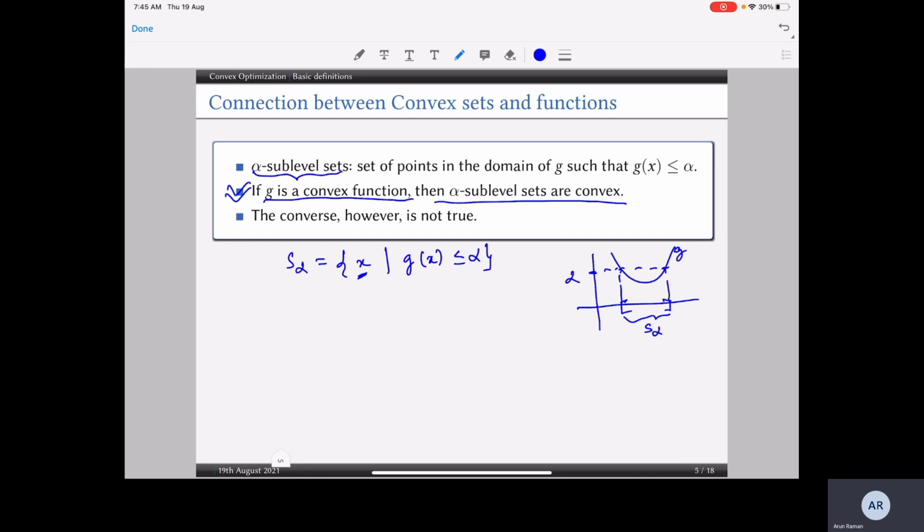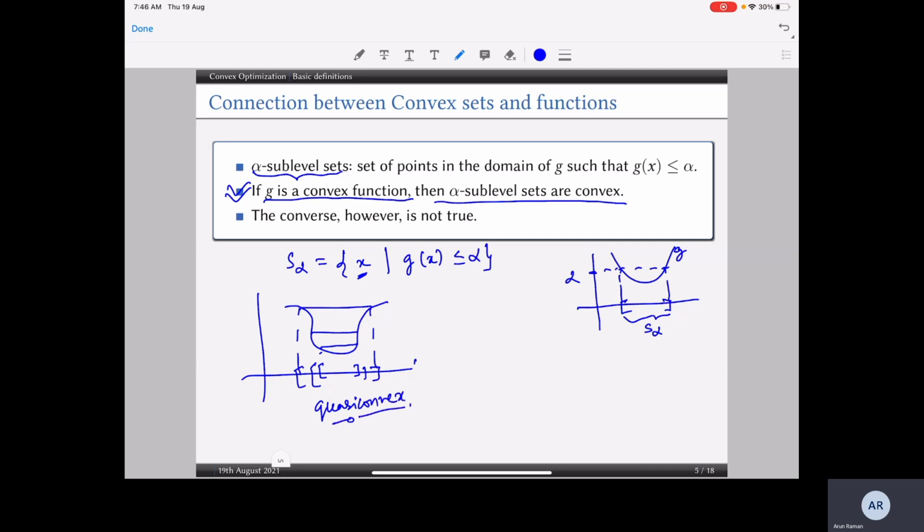So if this was a function G, its domain is the x-axis. So we are looking at the domain of a function. This is an example of a function that is not convex, but still its alpha sublevel sets are all convex. For example, if we consider these three values, then the alpha sublevel sets that we get are something like this. So we call such functions quasi-convex functions.